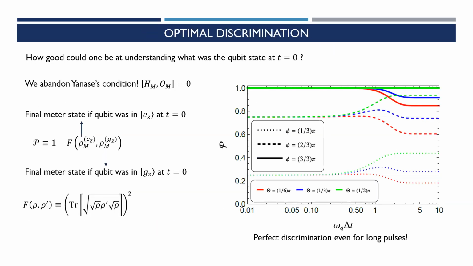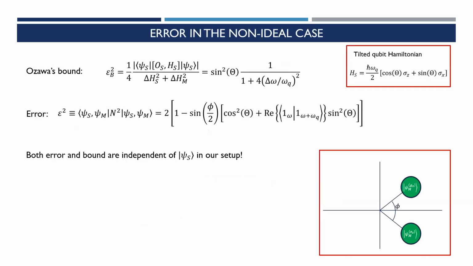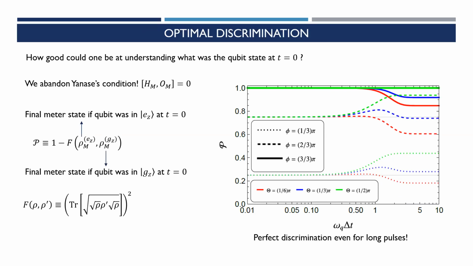Okay, so lastly, we said, but what if you go back? You say, I don't want to do the measurement with the detectors. I want to do the optimal measurement that I can do after this second beam splitter. So in this case, to calculate your ability to discriminate what the state of the qubit was at t equals 0, you can use this thing called fidelity. First of all, I point out that when you do this kind of maximization, you are automatically abandoning Yanase's condition, in the sense that this calculation with the fidelity is basically finding the best classical measurement that you could do on your meter.